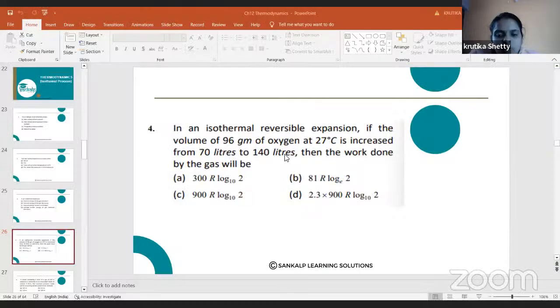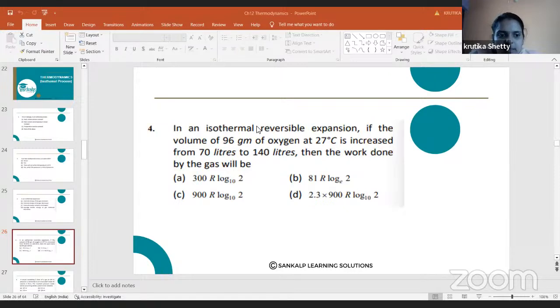So here we have 2.3 into 900 into R log to the base 10. Option D is the correct one here. Option D is the correct one. Okay. Yes. Done. Let us go for the next question.